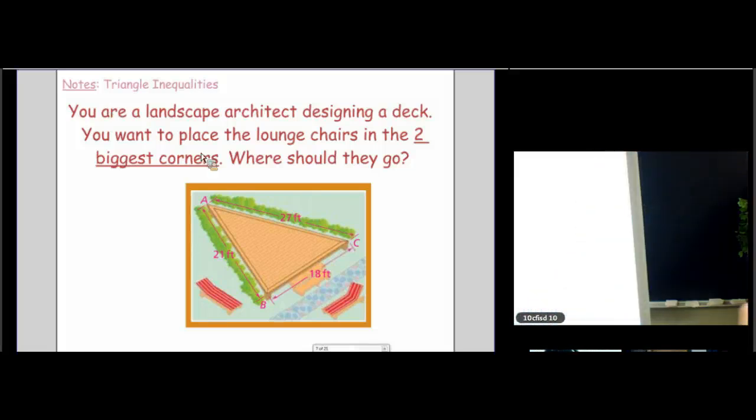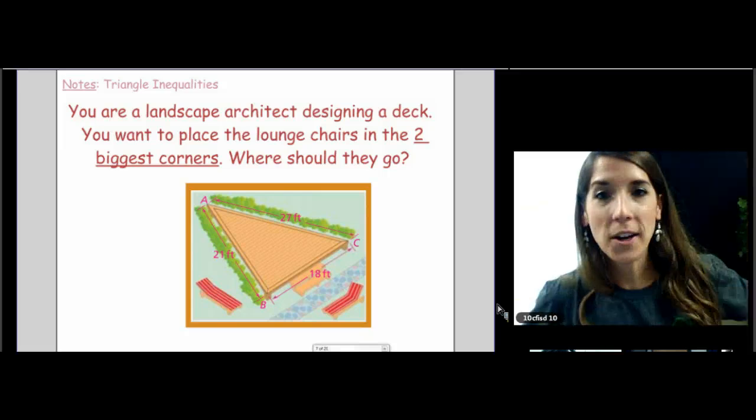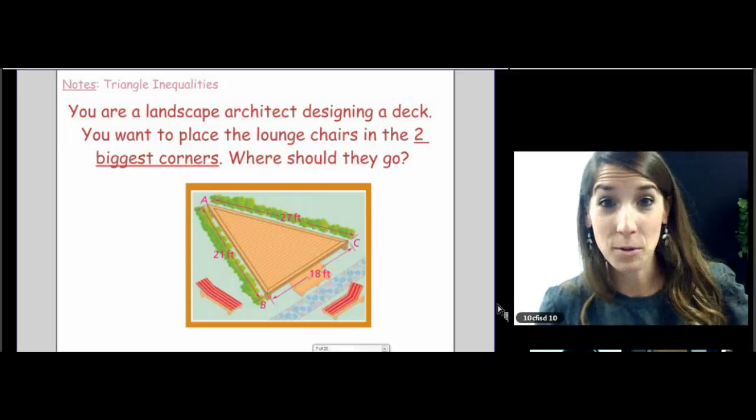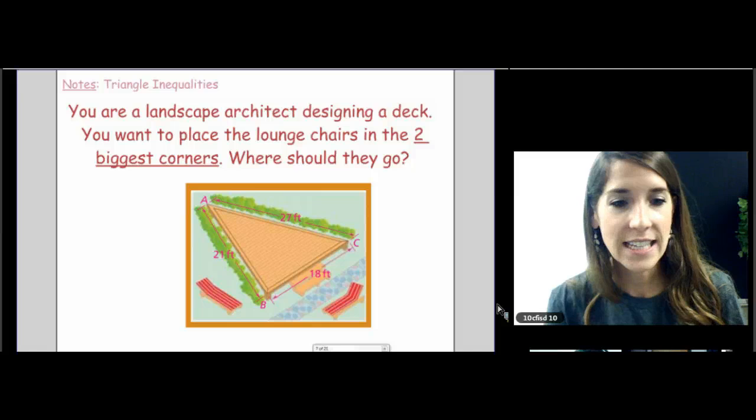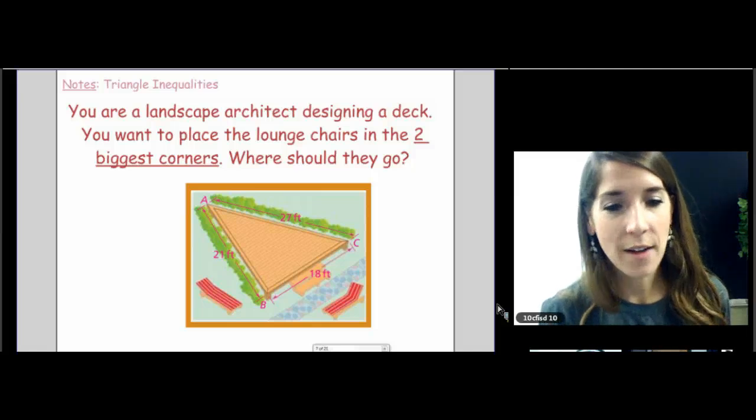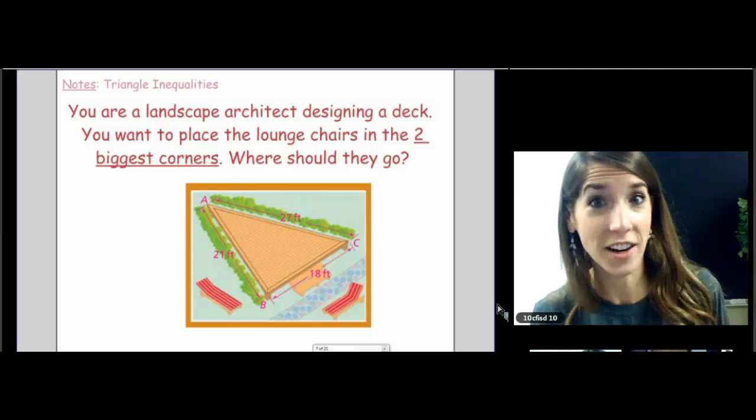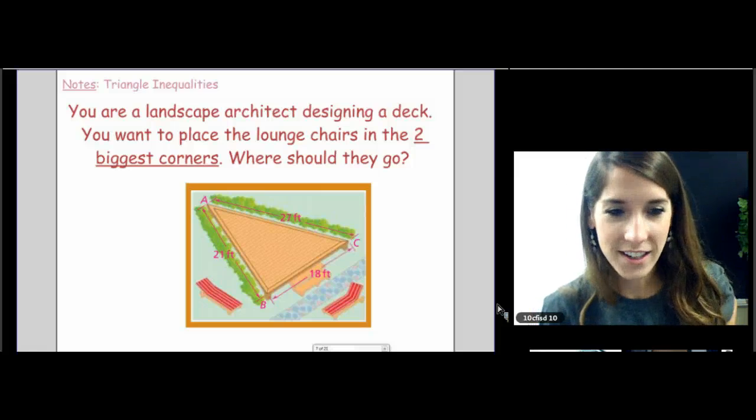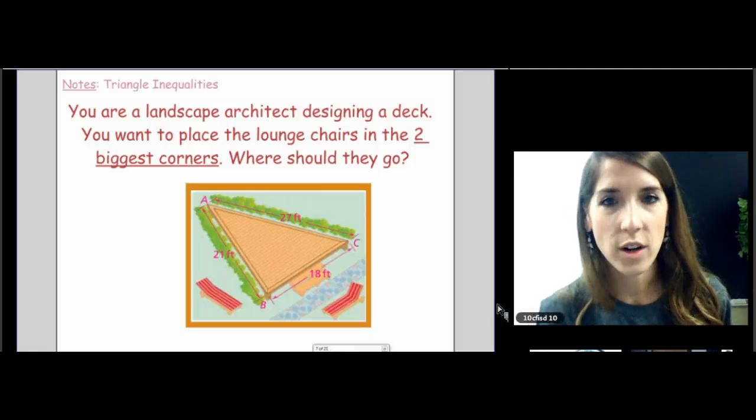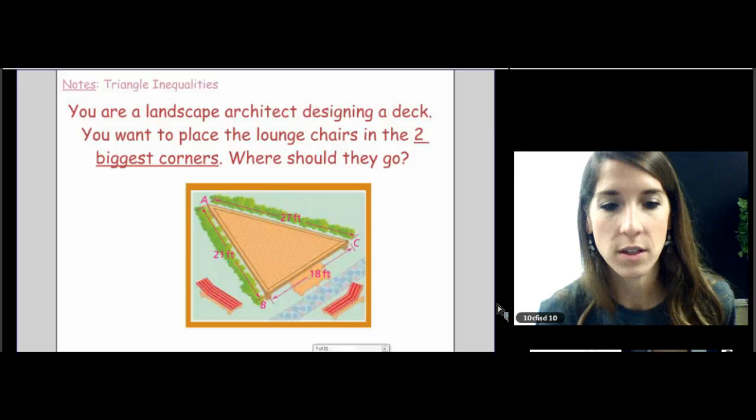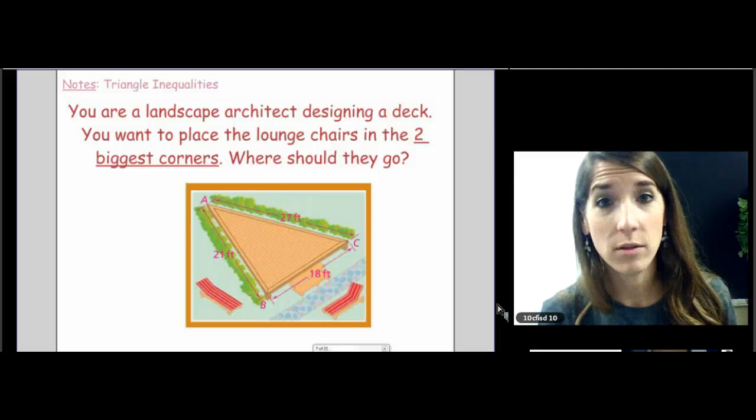Okay, so you're a landscape architect. That means someone who designs outdoor spaces, and you're designing a deck. You want to place the lounge chairs. I know, big decisions here. You want to place the lounge chairs in the two biggest corners, in the two largest angles. Where should the lounge chairs go?